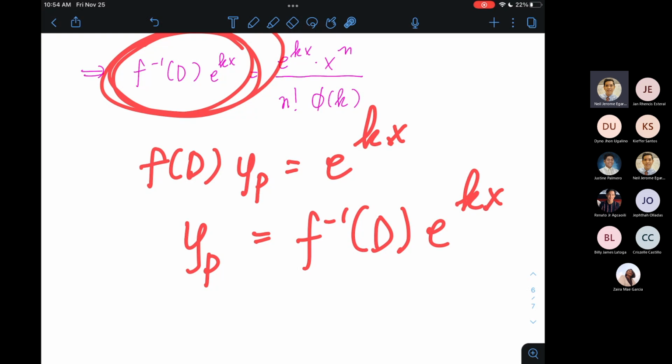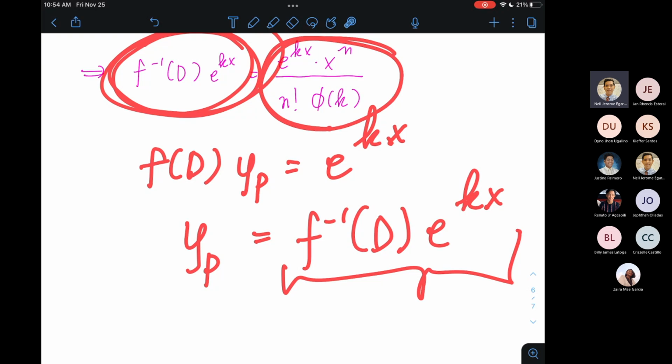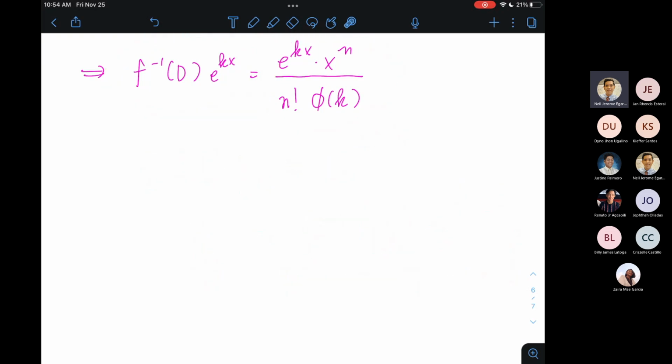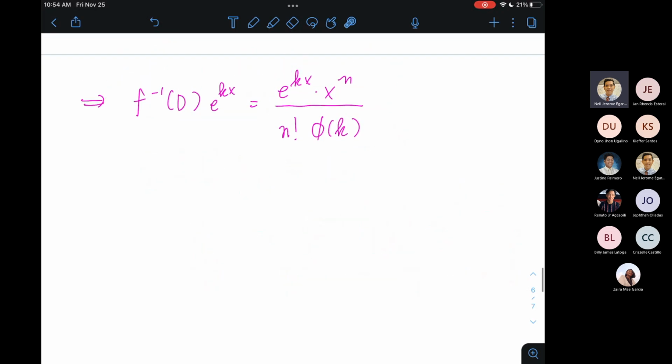And if k is a root of the characteristic polynomial f, so ang papampalit natin ay itong case number 2. Itong f inverse d of e to the kx is equal to e to the kx times x to the n over n factorial times phi of k. I know that's quite a mouthful, so medyo maraming kailangang sauluhin para dun sa case number 2. Okay? So for this to make sense, maybe let's look at particular examples.